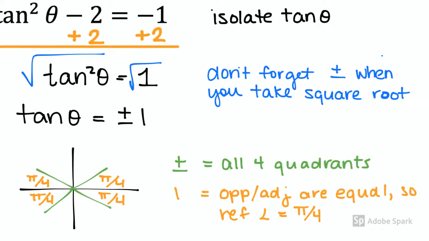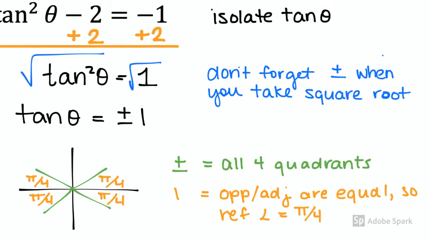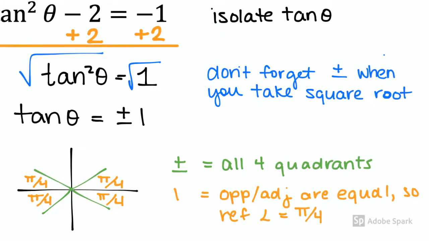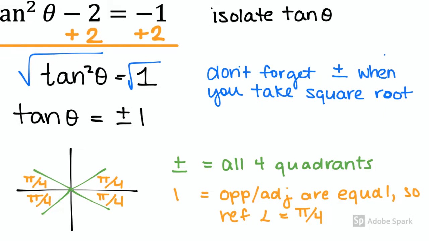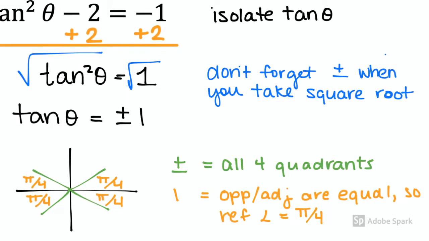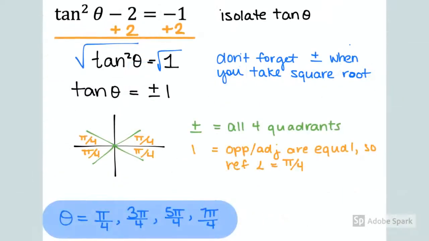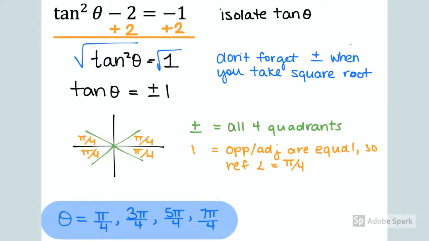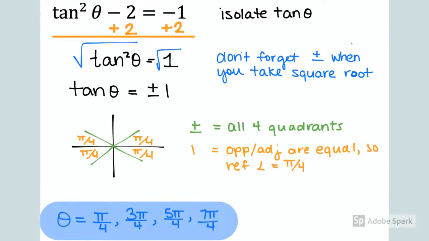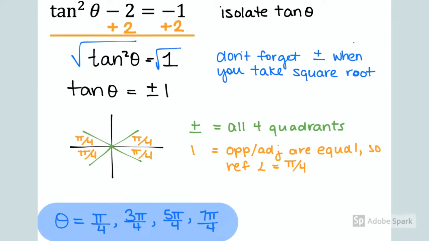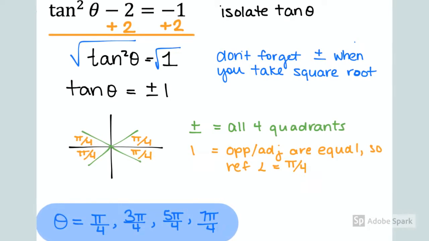Remember, when tangent equals 1, it's not on an axis, it's actually the pi over 4 reference angle. And I know it's pi over 4 because the only way to get a tangent of 1 for opposite and adjacent is having those be equal, and that's what happens in the pi over 4 reference triangle. So then, finding the 4 angles that I drew with a reference angle of pi over 4 in each quadrant gives me my final answers. Pi over 4, 3 pi over 4, 5 pi over 4, and 7 pi over 4.